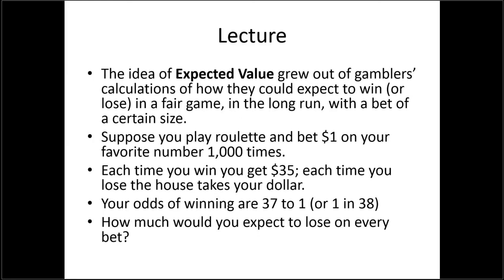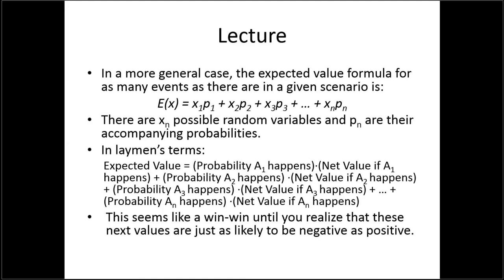Okay, so you're betting on roulette, and the odds of winning, as I mentioned, are 1 in 38 or 37 to 1, and the payout is 1 in 36 or 35 to 1. Okay, so keep those numbers in mind. So we're just betting on a single number in roulette.